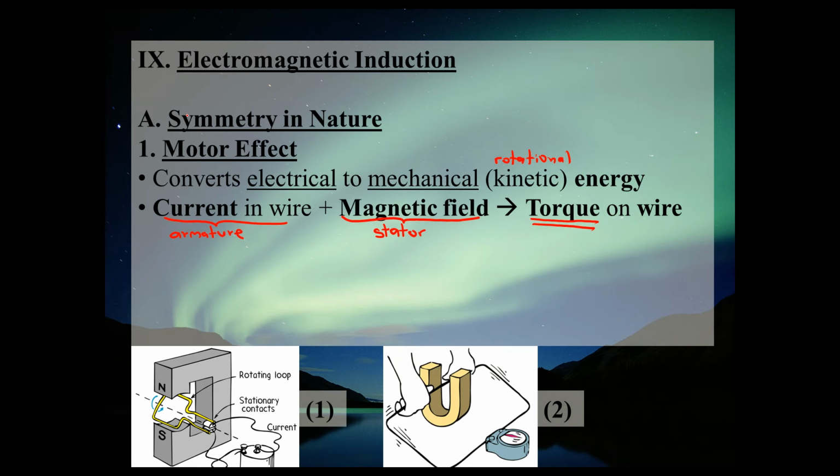Now, I've identified up here something called symmetry in nature. What symmetry in nature means is: is the reverse of a certain process true? And here's what I mean. In the motor effect, I can convert electrical into kinetic energy. The symmetry would be asking, can I go from supplying kinetic energy to getting electrical energy? If I compare this to a motor, it would be saying, if I take a wire, subject it to torque in a magnetic field, can I go backwards and get current? And the answer to that is yes.